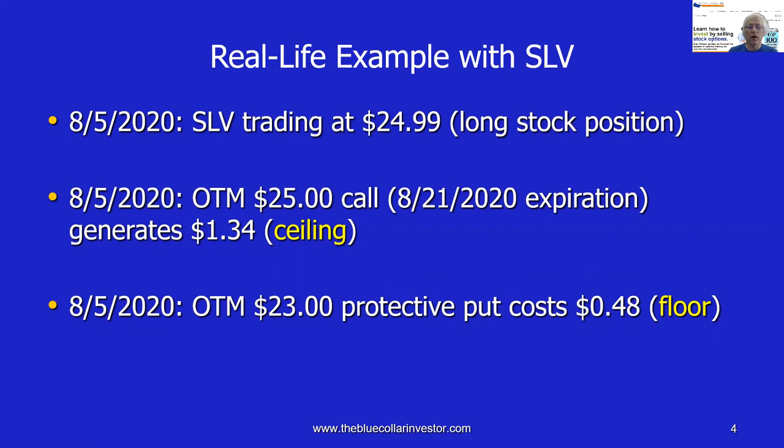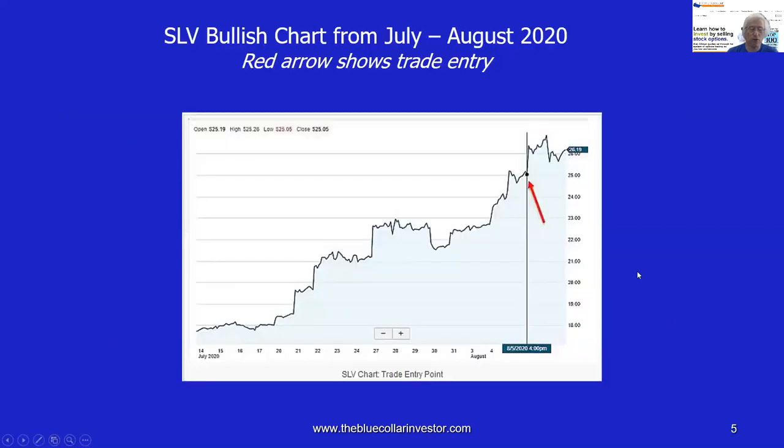Now, also at the very next step, we then purchase an out-of-the-money protective put, in this case for the 23 strike. And that costs 48 cents. So is the call premium of $1.34 greater than the cost of the put, 48 cents? Yes, it is. So the floor is the 23 strike on the put, and the ceiling is the 25 strike on the call. And that's how the trade is structured.